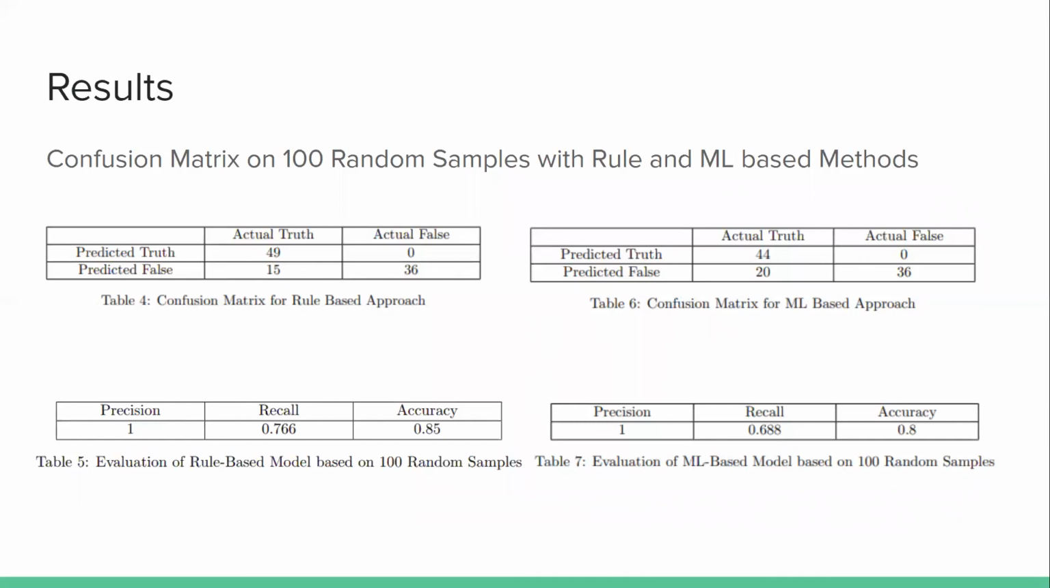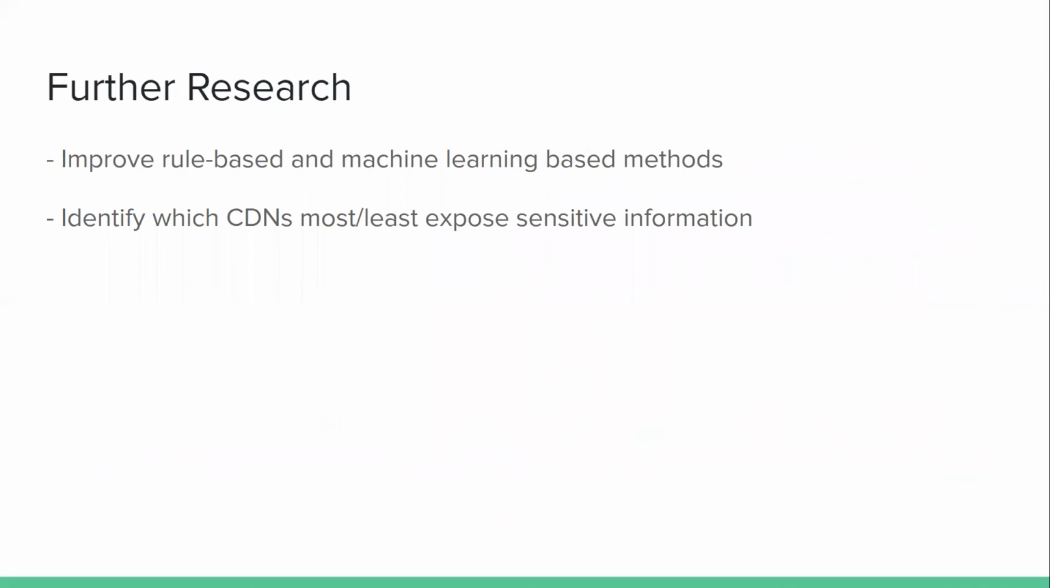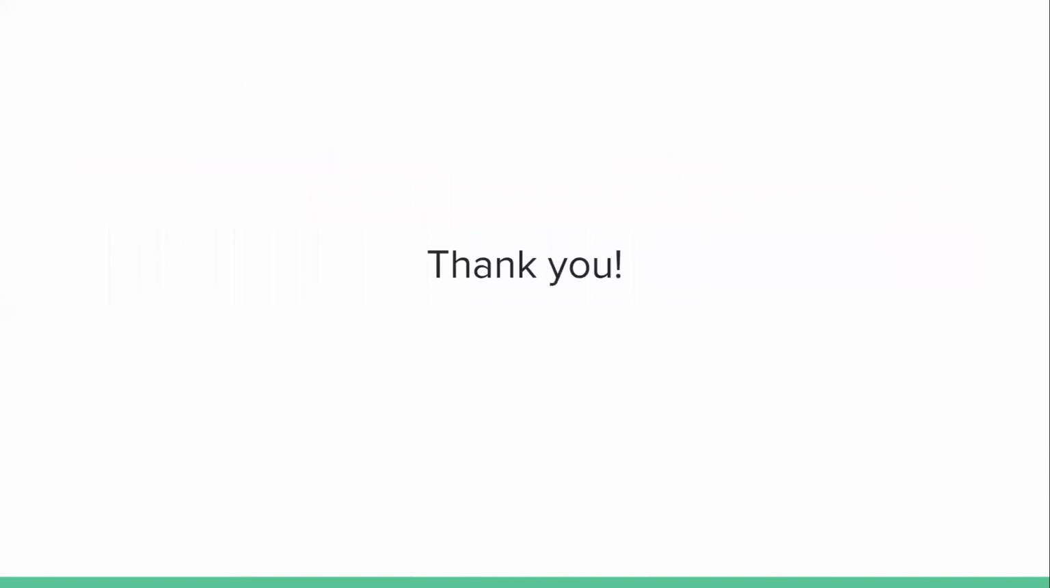And improving the recall means that we would actually log into more and more websites that actually had the login button, which means that improving the model would be able to detect login buttons better and thus log into more websites, improving the accuracy of both of our models. Further research would be to improve the rule-based and machine learning-based methods, and also to identify which CDNs most and least expose sensitive information. And that is our final project.